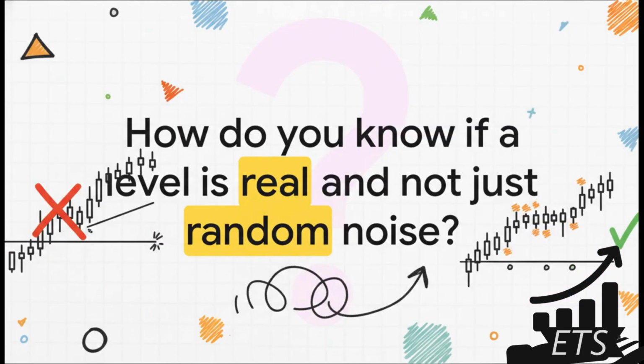This is the million-dollar question, isn't it? I mean, anyone can draw a line on a chart where the price bounced one time. But a single bounce? That could just be a fluke. A real tradable level? Well, it needs to prove itself. So how does it do that?